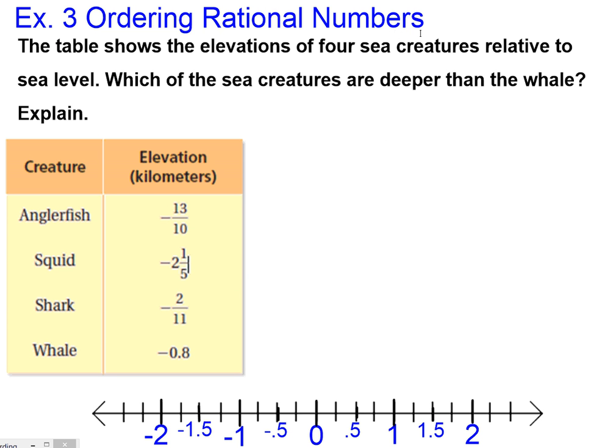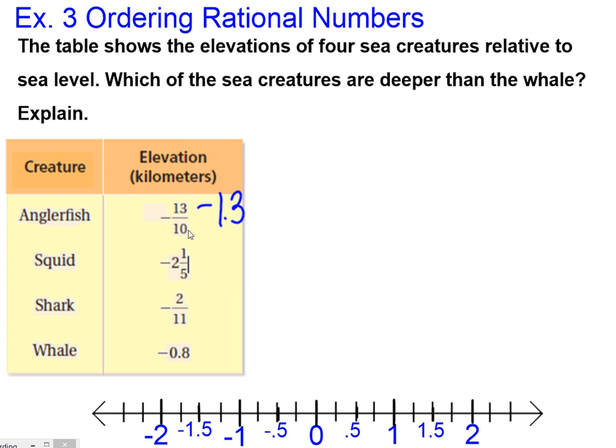Example 3 is ordering rational numbers, and the table here shows the elevations of 4 sea creatures relative to sea level. Remember, sea level is 0. Which of these sea creatures are deeper than the whale? Now, we have an anglerfish at negative 13 over 10, and I'm going to change the elevation from fractions into decimals. Negative 13 over 10, if you divide it, 10 goes into 13 once, with 3 left over, add a decimal point. So I get negative 1.3 kilometers.